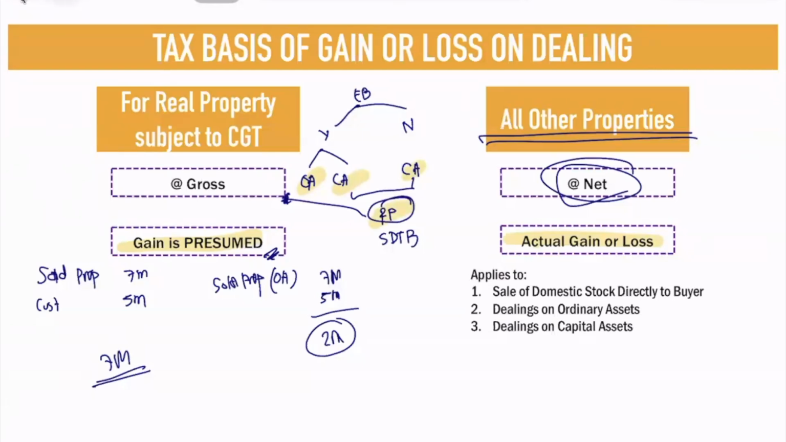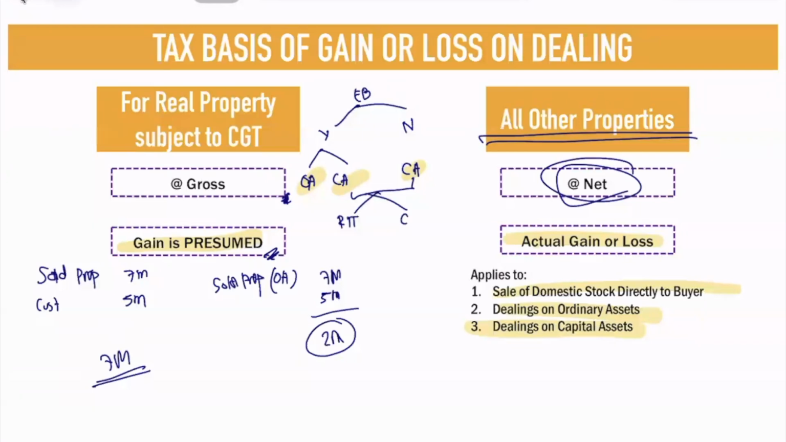So if that is a capital asset, or a sale of a domestic stock directly to buyer, then actual gain or loss. Ordinary assets, actual gain or loss. Other capital assets, actual gain or loss. Okay, tandaan yan ha. Sa capital asset, ulitin na lang natin to. Sa capital asset, pwedeng RIT or CGT.